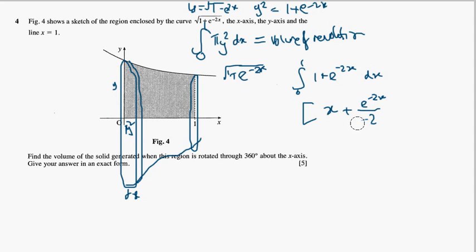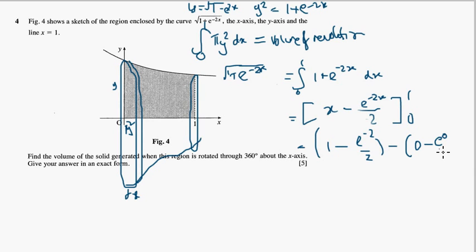Again, with these limits 1 and 0. So pi y squared equals that, which equals that, which equals that, and then we sub in the values. So we get 1 minus e to the minus 2 over 2, minus 0 minus e to the 0 over 2.